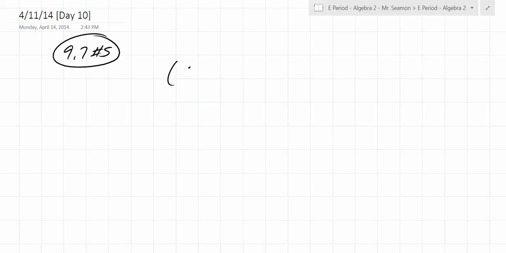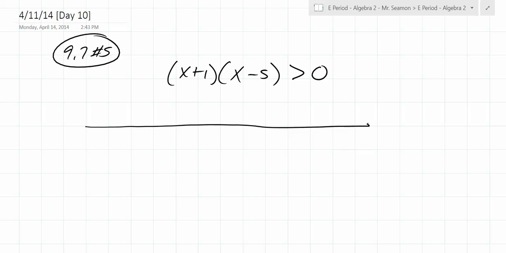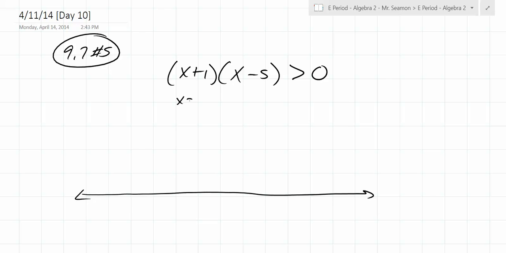For the inequality x plus 1 times x minus 5 is greater than 0, what do you make? You make the number line like we did in class? You could, or you could just solve it. I mean, you can just solve it straight off. Like x is equal to what?